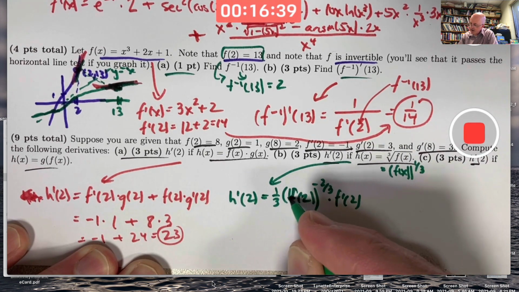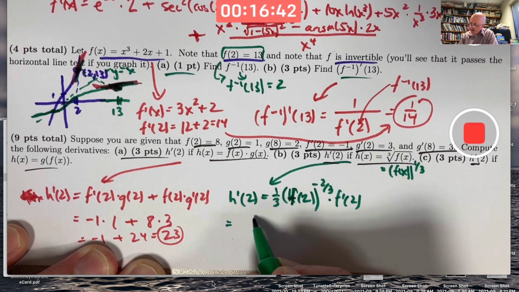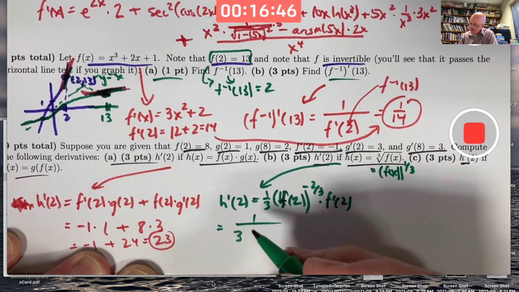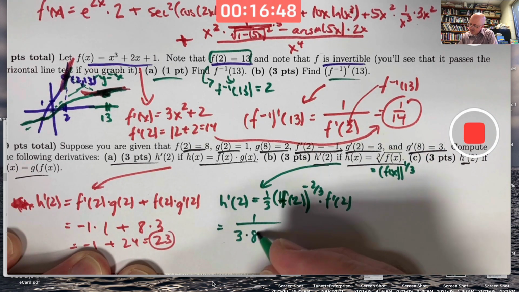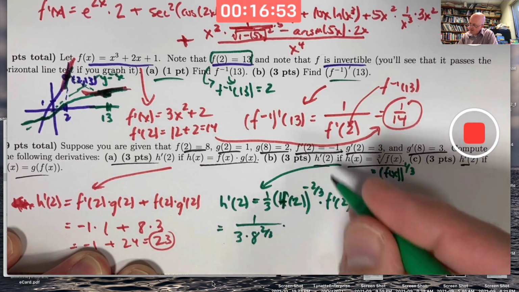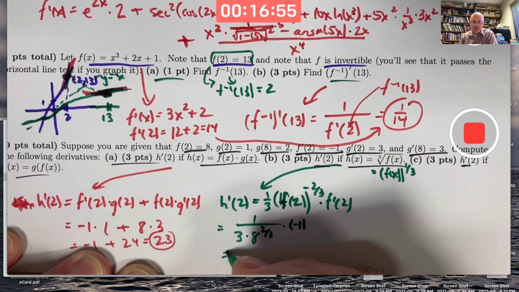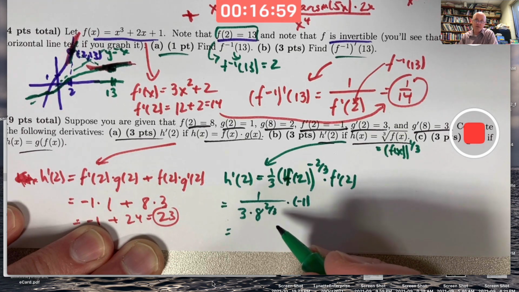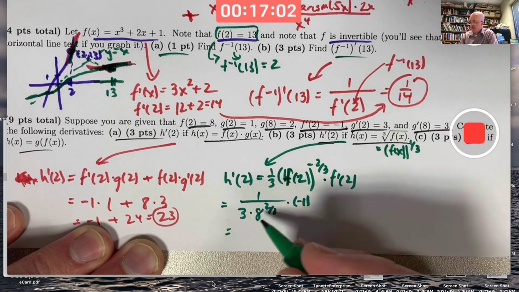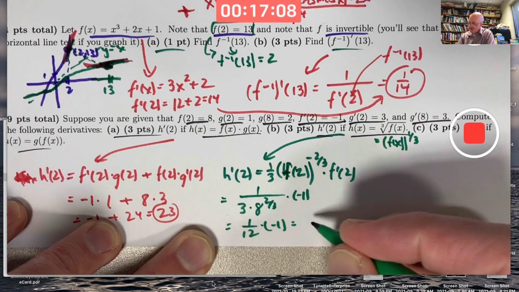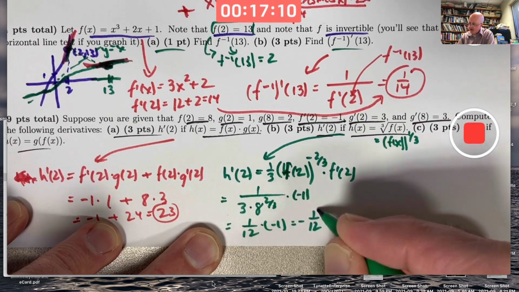This is an f of 2 here. So we get 1/3, I'll write this as a fraction, 1/3, f of 2 is 8 to the positive 2/3 because I put it in the bottom. F prime of 2 is -1. 8 to the 2/3, you could use your calculator, but you could do it in your head. 8 to the 1/3 is the cube root of 8, which is 2. Square that, get 4. 1/3 times 4 is 1/12 times -1. Looks like the answer is -1/12, if I have not made a mistake.